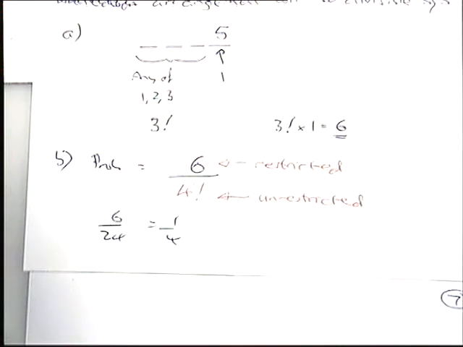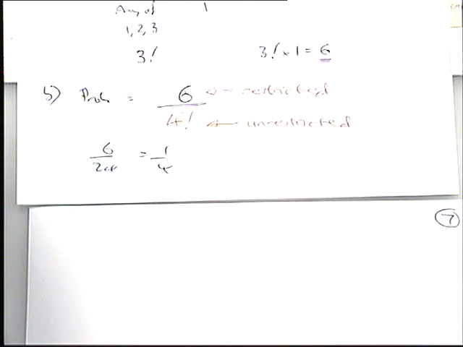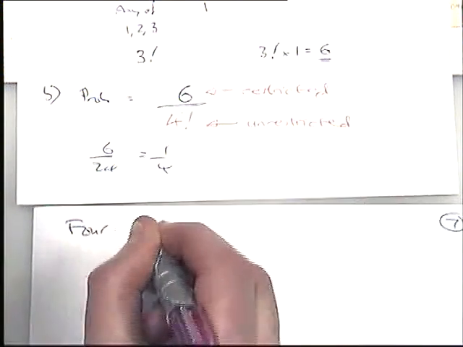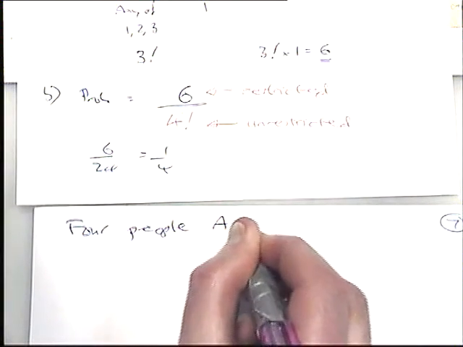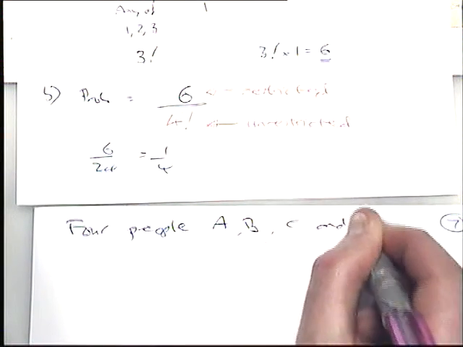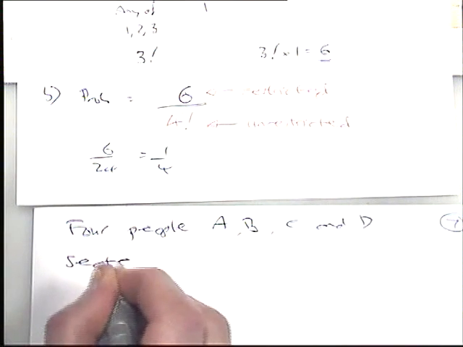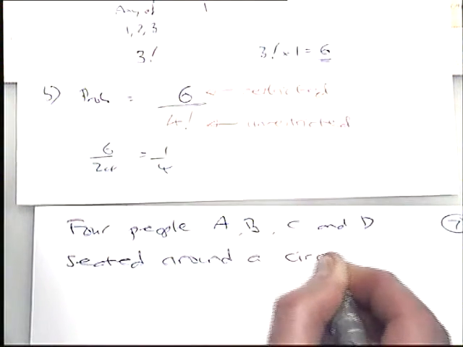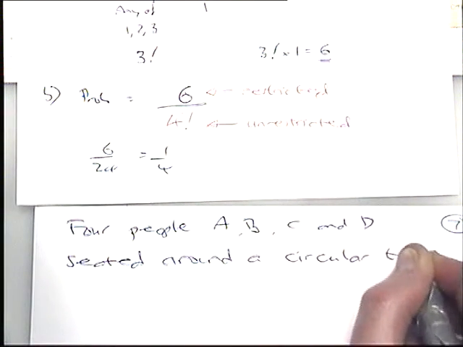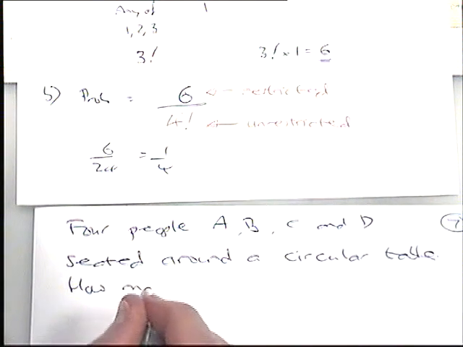Now, we are moving on from people and things in lines to things in circles, which has an added complication. So for the next one, we have 4 people, called conveniently A, B, C and D, seated around a circular table. How many arrangements are there?